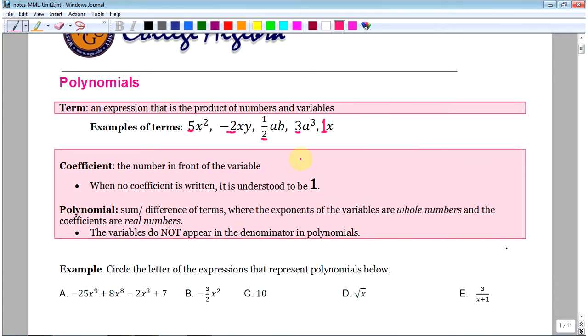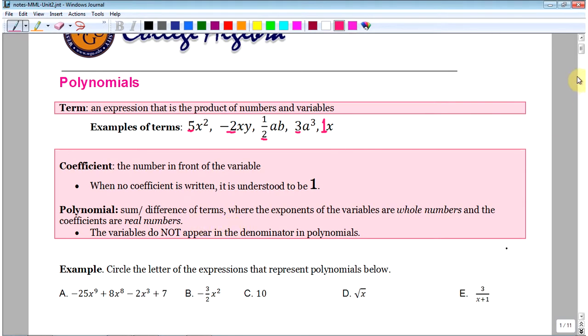A polynomial is the sum or difference of terms, where the exponents of the variables are whole numbers and the coefficients are real numbers. So when we just add and subtract a bunch of terms together, that gives us a polynomial. Key to remember is that the variables do not appear in the denominator in polynomials.